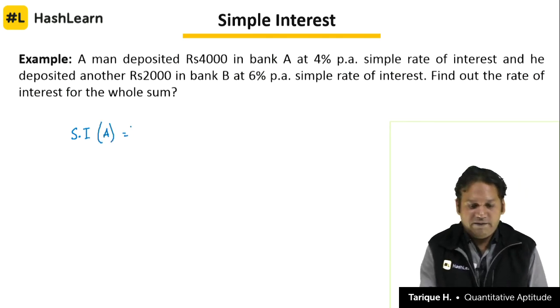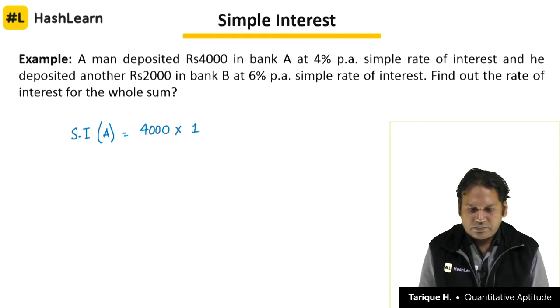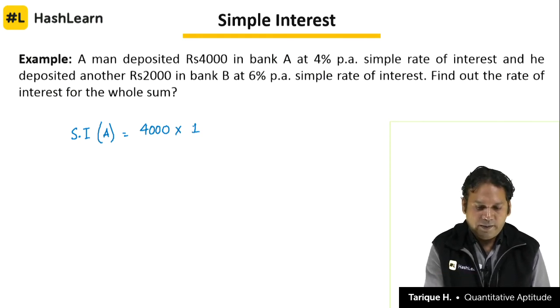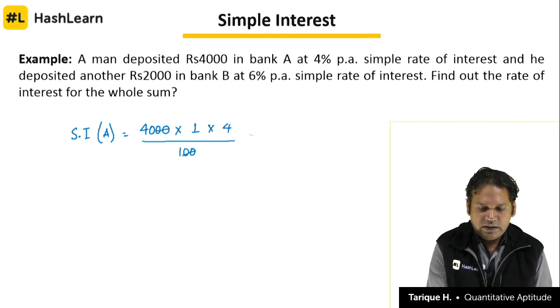Simple interest from bank A will be how much? 4,000 is our principal. Time, let's take 1 year, right? So we will calculate for 1 year. And what is the percentage rate percent? 4%. Cancel this, you will get 160.